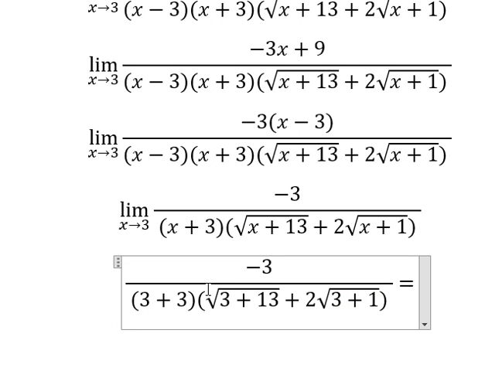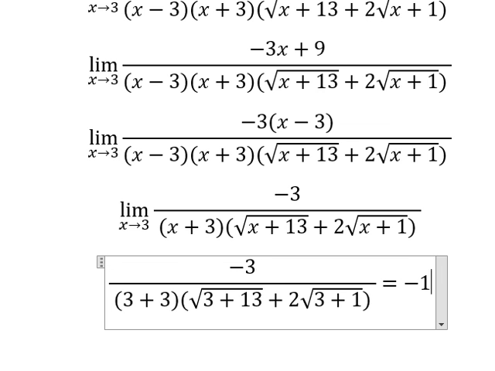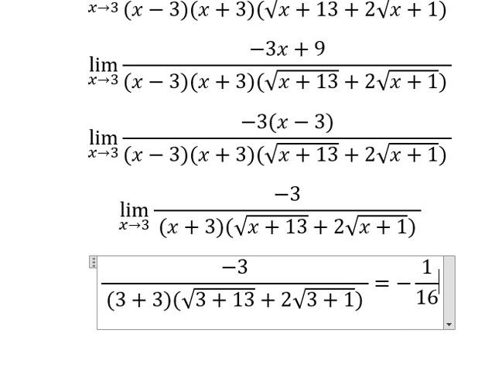So this one, we have the final answer. We have negative number 1 over 16. And this is the final answer.